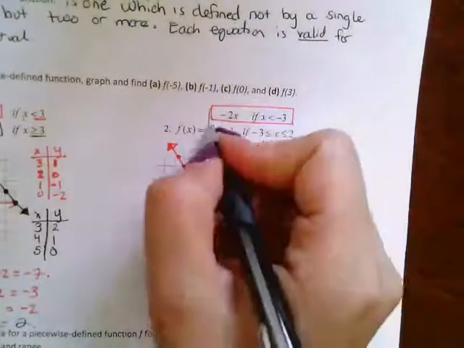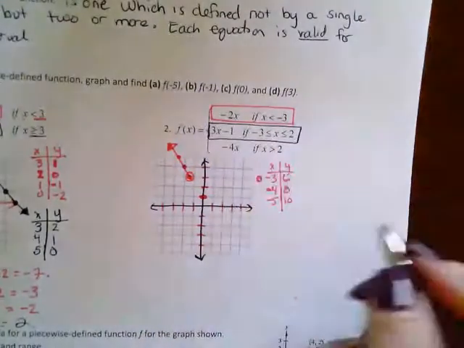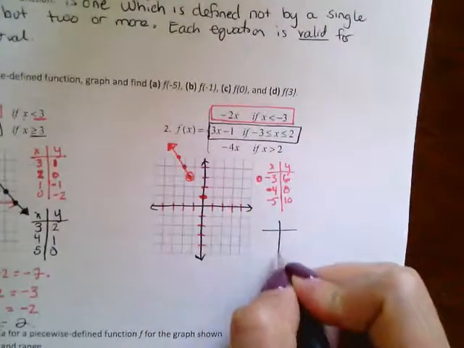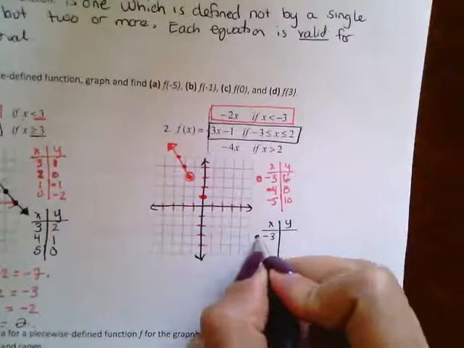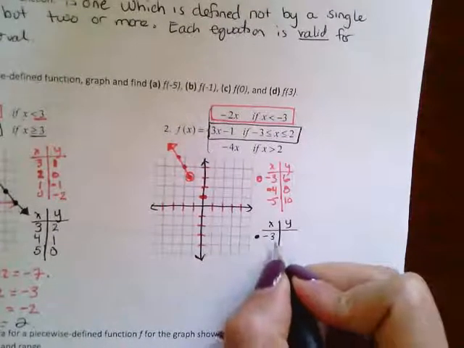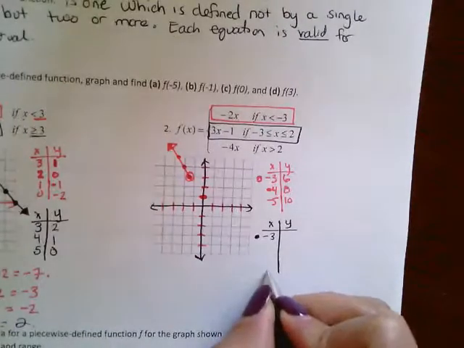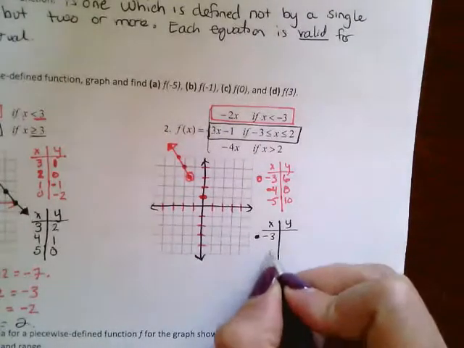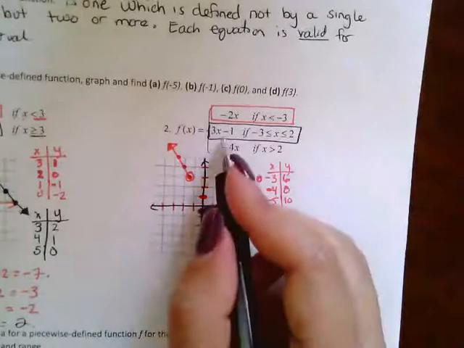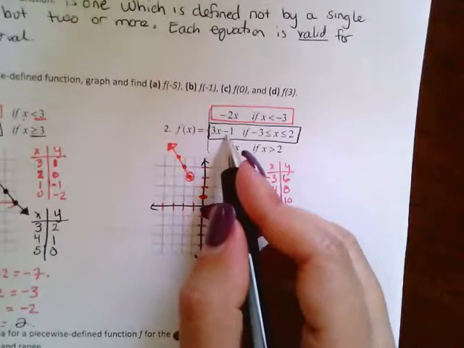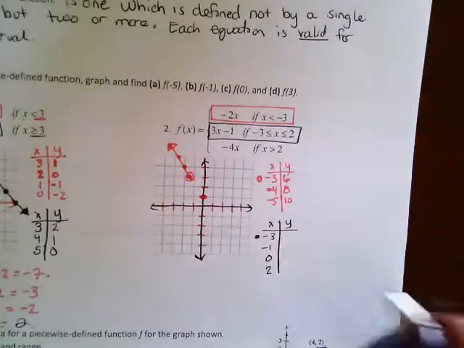Okay, the second part is going to be between -3 and 2. So I'm going to pick some numbers, and -3 is included. And I'm going to pick some numbers in between -3 and 2. I definitely want -3 on there, and I definitely want 2 on there. And I'm just going to pick 2 numbers in between. I know it's linear, so I don't need crazy numbers.